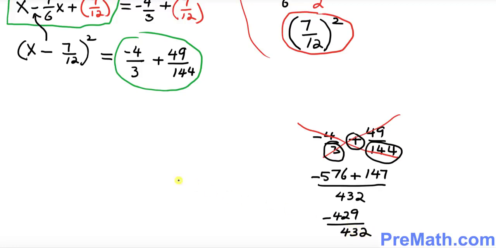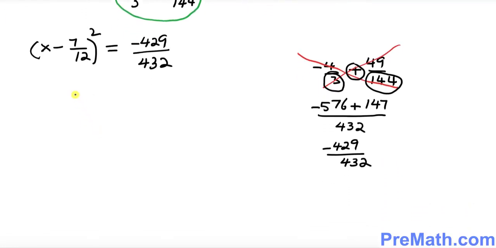432. Piece of cake, isn't it? So we're going to put down this thing over here, negative 429 divided by 400 and what? 32. And on the left hand side we still have (x minus 7 over 12) squared. All right, so far so good.